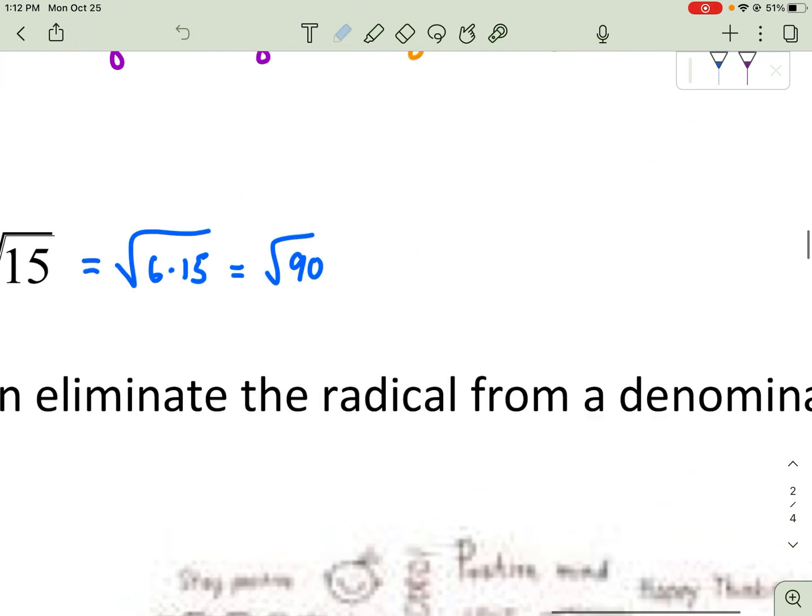So now the square root of 90, hopefully you realize, is 9 times 10. The square root of 9 is 3, and the square root of 10 we don't know. And 10 is only 5 times 2, neither of which is a perfect square, so we just keep it like that.